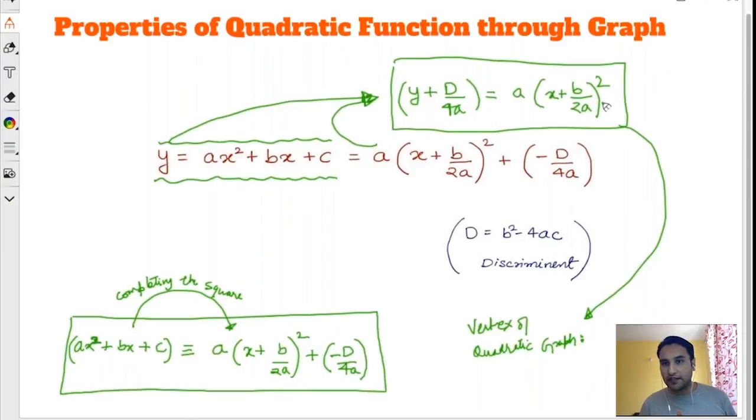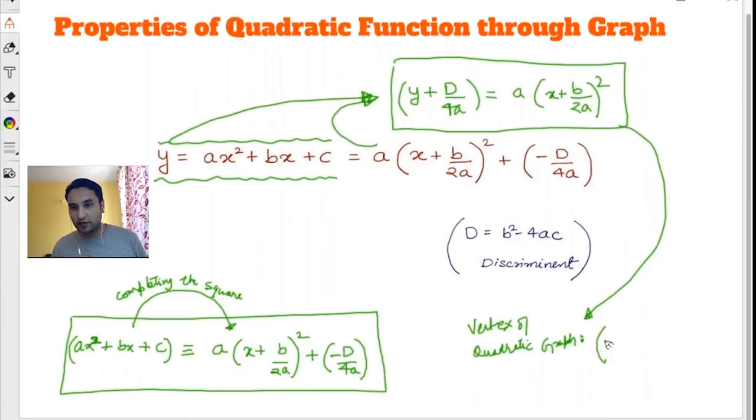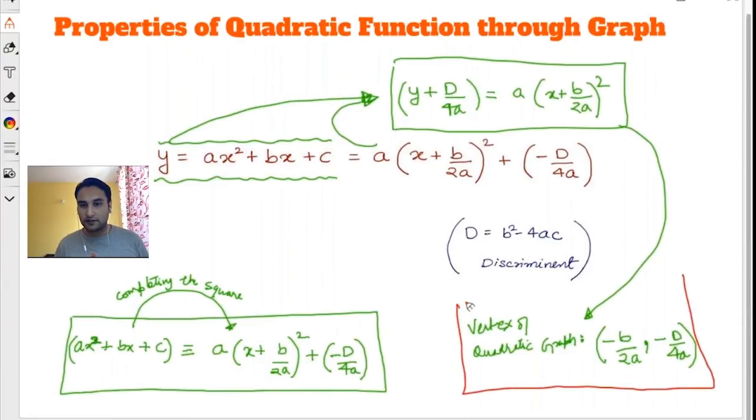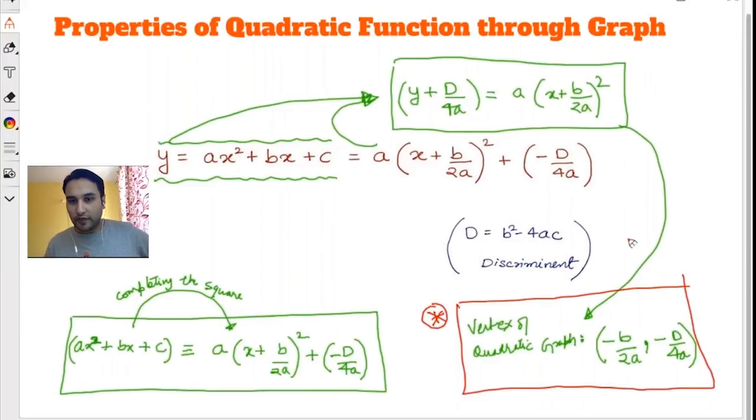Because of x plus b by 2a, the vertex will shift to minus b by 2a. And because of plus d by 4a, the vertex will shift to minus d by 4a. That is it. This is a super duper important result, that the vertex of a quadratic graph is this. Got it?